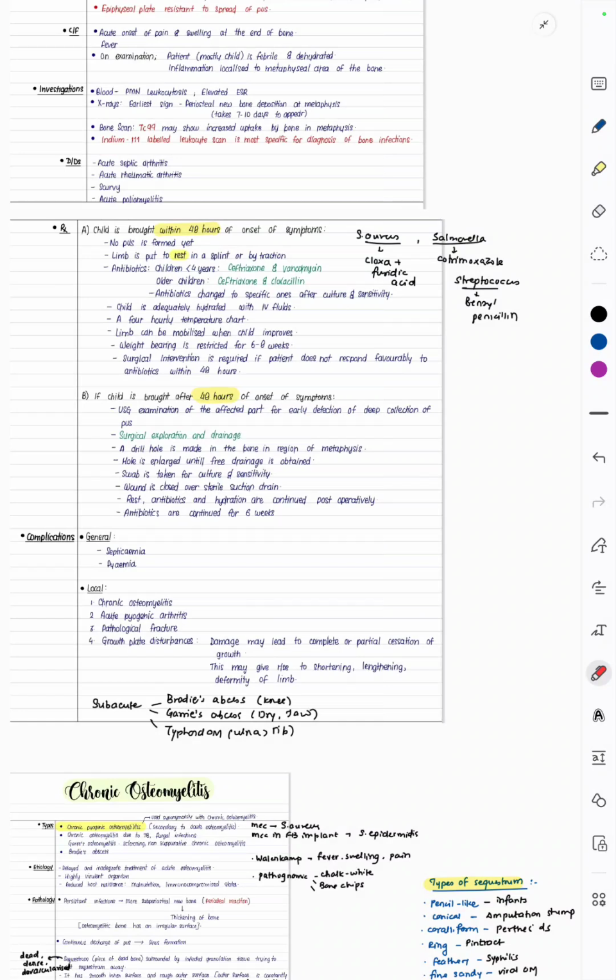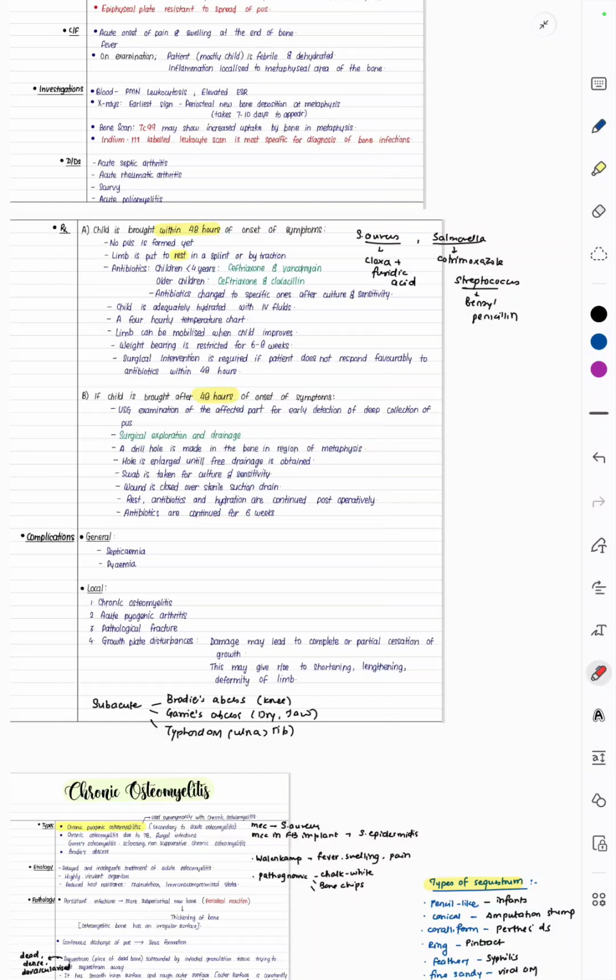On examination of the affected part, a drill hole is made in the bone in the region of the metaphysis. The hole is enlarged until free drainage is obtained, and then a swab is taken for culture and sensitivity. The rest, antibiotics and hydration, are continued post-operatively, and antibiotics are continued for 6 weeks. Complications: generally it leads to septicemia or pyemia, and locally it can progress to acute osteomyelitis, chronic osteomyelitis, arthritis, or growth plate disturbances that will lead to shortening or deformity of the limb.